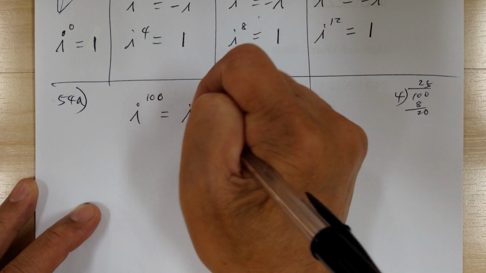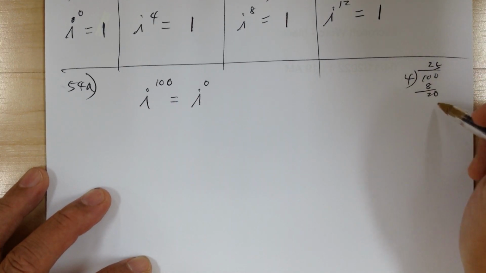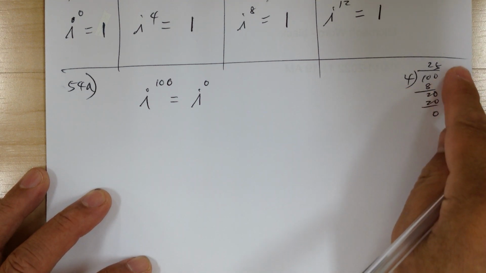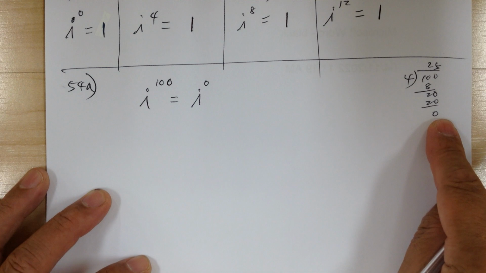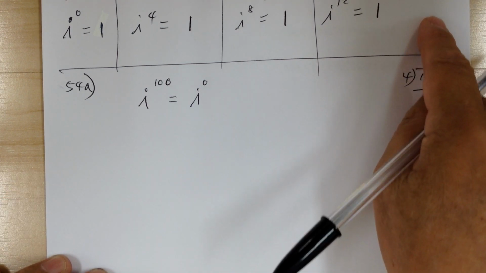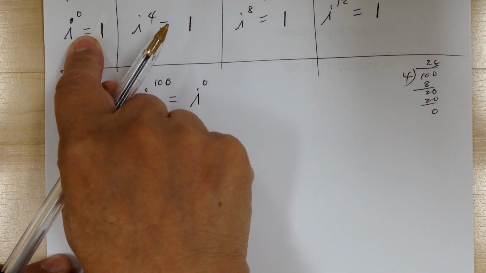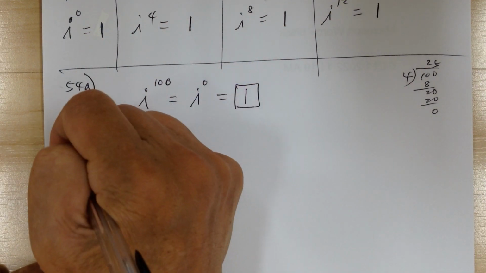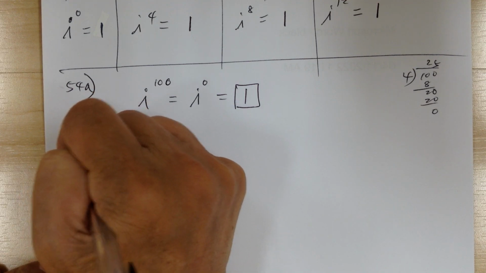So this becomes i to the 0, because the remainder equals 0. So this is the remainder. You go backward 25 cycles and it gives you a remainder of 0. So 100, you go back 25 times, you end up right over here. And so this will equal 1.